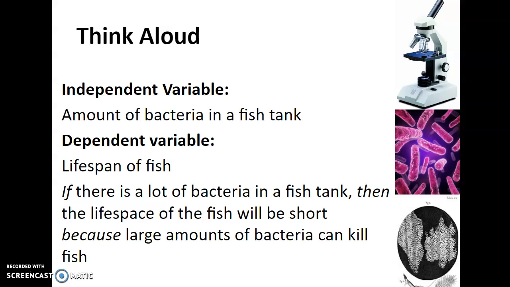That's a typo on the slide. It should say the lifespan of the fish will be short. That's my dependent variable. Sorry about that typo. Because large amounts of bacteria can kill fish. So that's my background knowledge. I know that if there's too much bacteria, the fish will die. So easy, I've already written my hypothesis: if there's a lot of bacteria in a fish tank, then the lifespan of the fish will be short because large amounts of bacteria can kill fish.